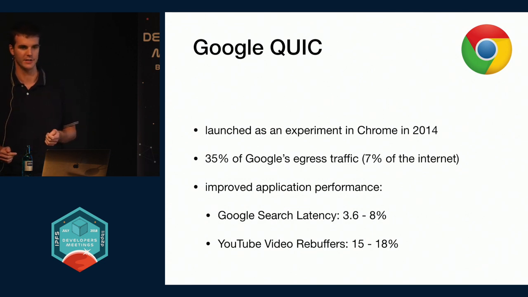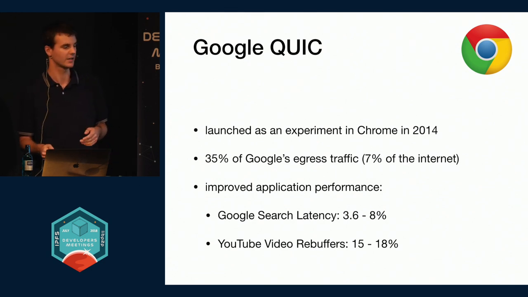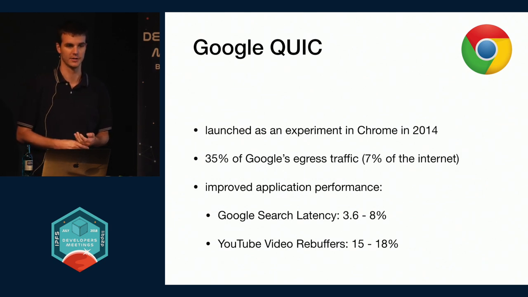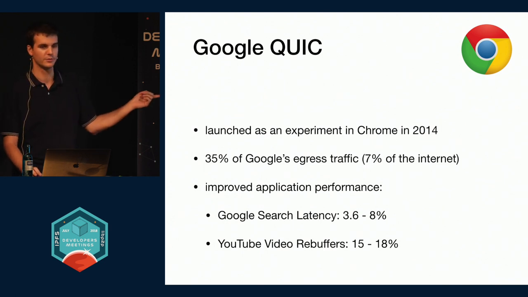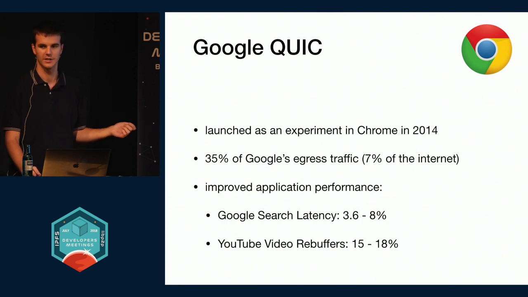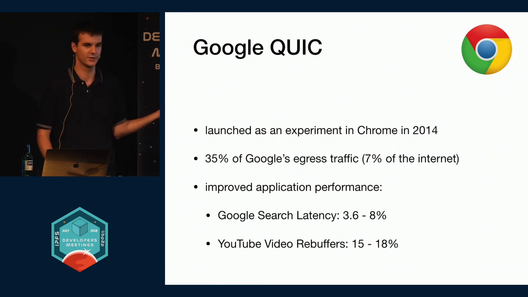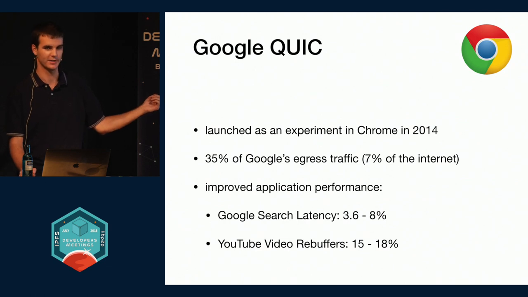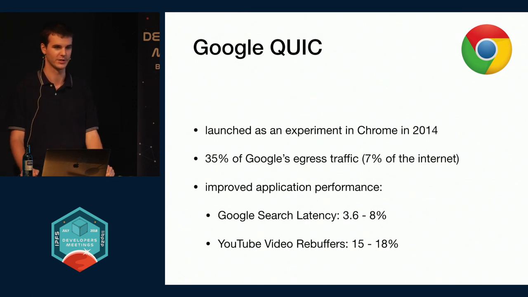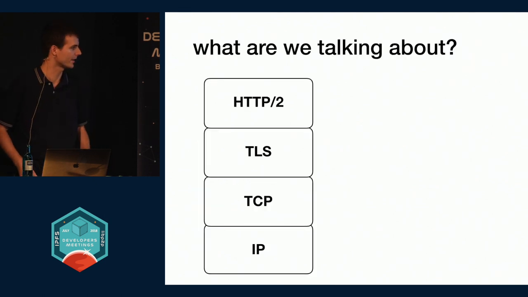And the YouTube rebuffer rate, that's when this annoying spinner appears, like more data is loading, the video stops, and then you have to wait, that went down by 18% on some connections, depending on the network conditions. And the important thing is, these improvements are seen on the worst kind of connections, connections with long RTT and with high packet loss. So this is a pretty impressive result. Search and YouTube are highly optimized applications, and to see an improvement of almost 20% just by switching to QUIC, it's huge. So what is this QUIC that I'm talking about?